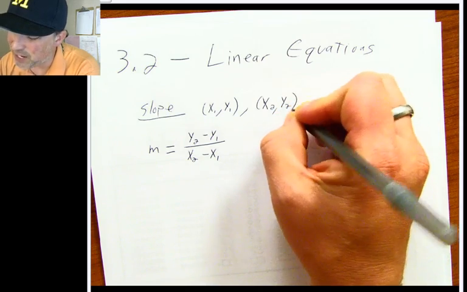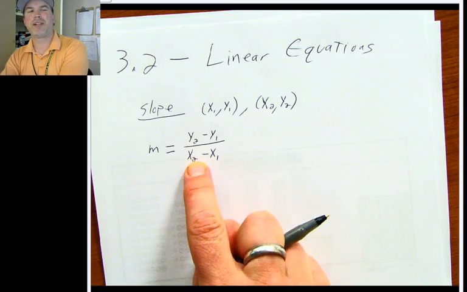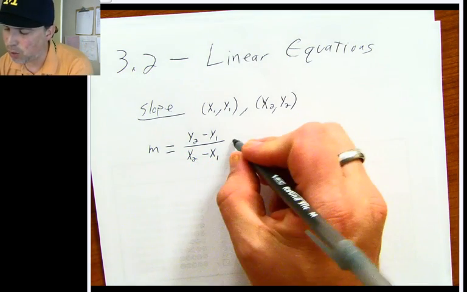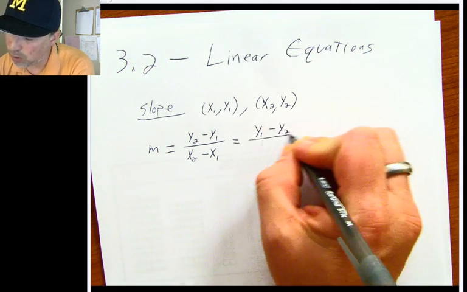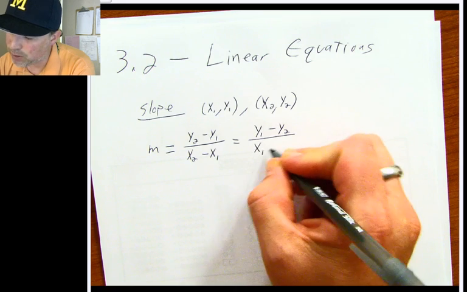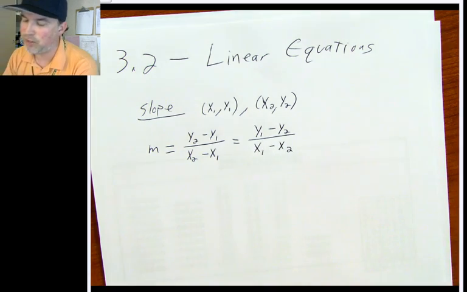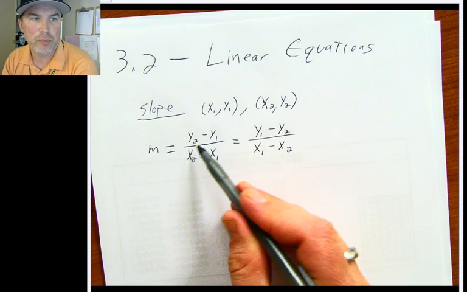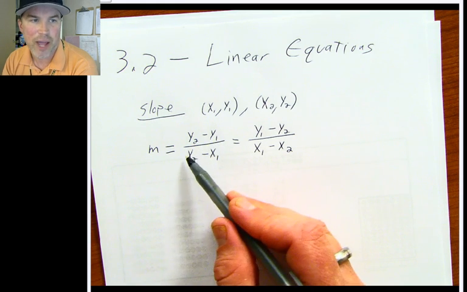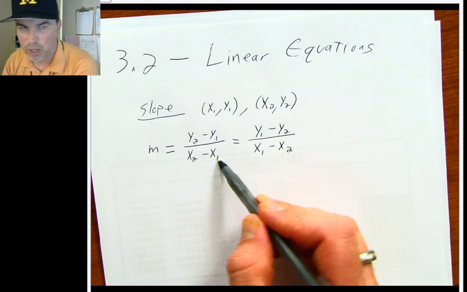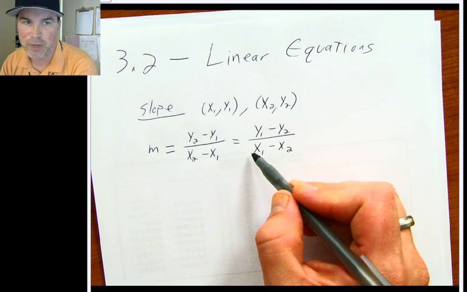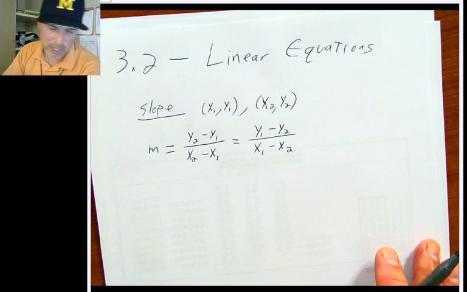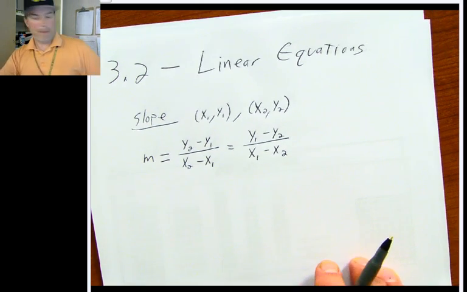One question I always get asked is, do you have to go point 2 minus point 1? And the answer to that is no. You can also go point 1 minus point 2. But what's important is to be consistent on the numerator and denominator. If you go y2 minus y1 on the numerator, you have to go x2 minus x1 on the denominator. Or if you go y1 minus y2 on the numerator, you need to go x1 minus x2 on the denominator. Anyway, back to my problem over here.